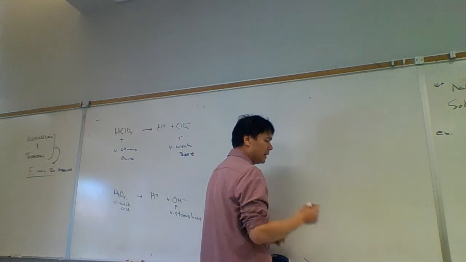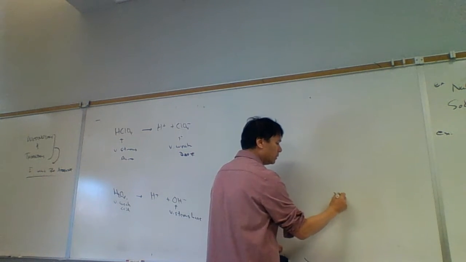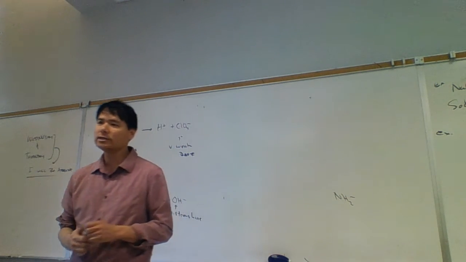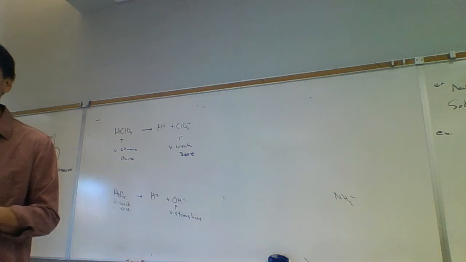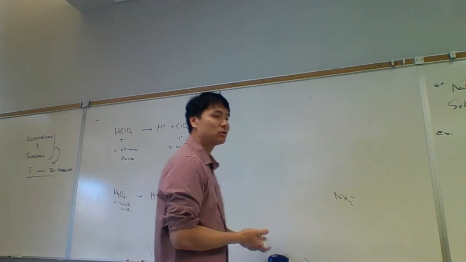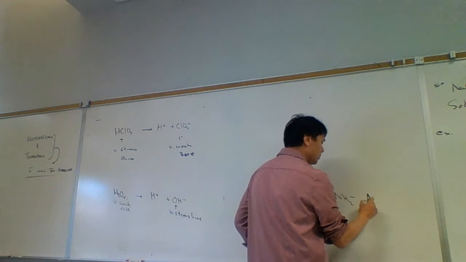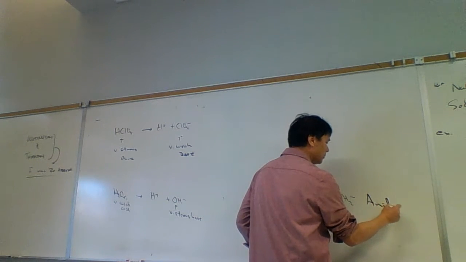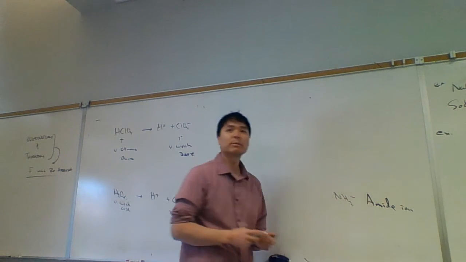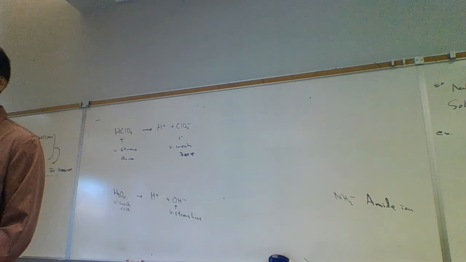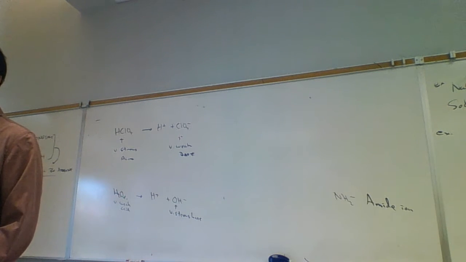The strongest base on the chart is at the bottom right here. It's called NH2 minus. Since it's the strongest, we might as well know its name. The name of this is amide, or the amide ion, and it's a very powerful base. So what makes a powerful base? A powerful base wants H+. And so amide really wants H+.